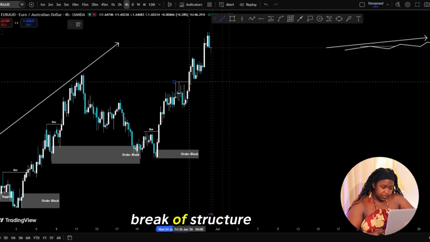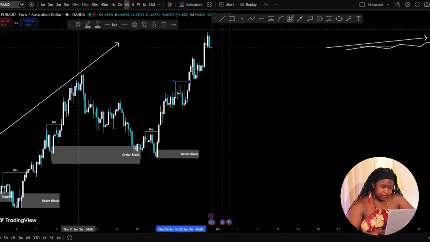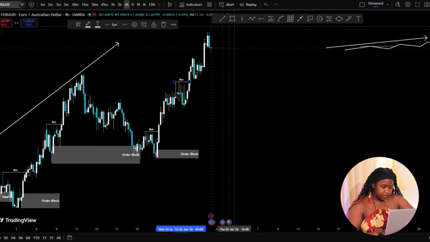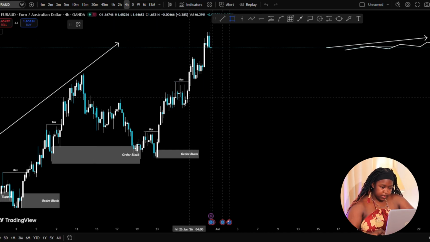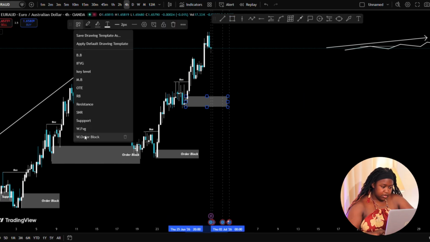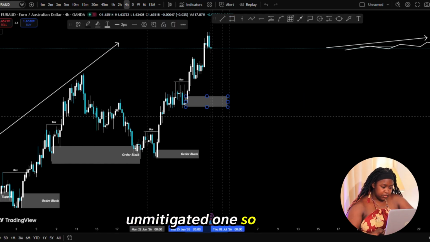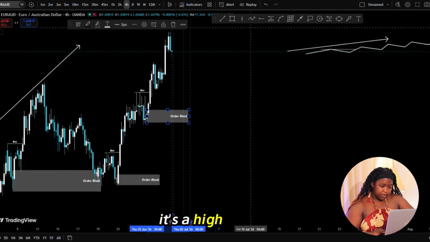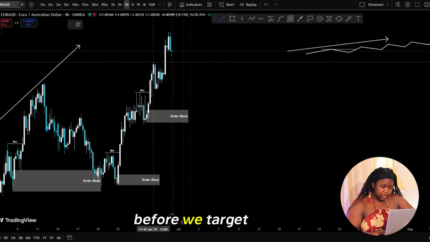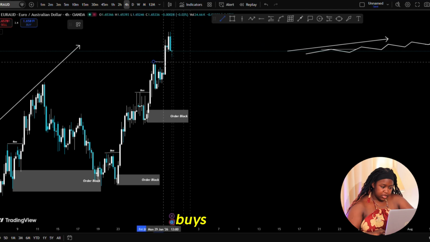There's another break of structure up here, with a key level that caused it, another order block, an unmitigated one. So it's a high probable area price will retrace to before we target buys.